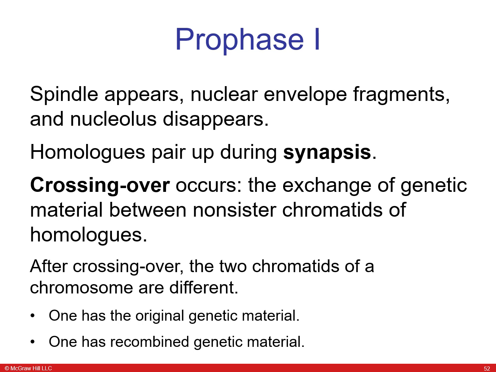So in prophase 1, the spindle appears, the nuclear envelope fragments, and the nucleolus disappears, very similar to prophase in mitosis. Homologs pair up during synapsis, and this is where crossing over can occur, the exchange of genetic material between non-sister chromatids of homologs. After crossing over, the 2 chromatids of a chromosome are different. One has the original genetic material, and one has recombined genetic material.